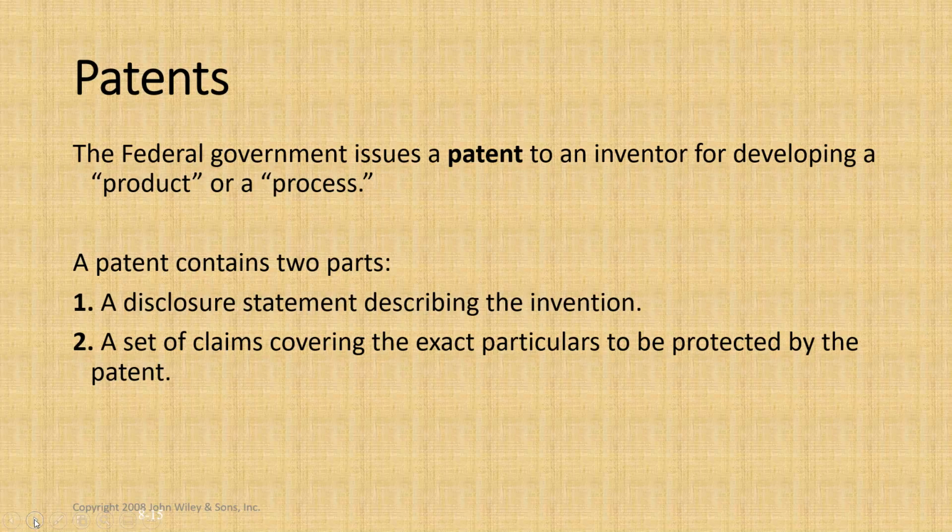Patents. You've heard about these, but what does it really mean? Well, the federal government issues a patent to an inventor for developing a product or even a process. Now, of course, some of this information is a little bit dated, but it gives you an idea that if you're trying to develop some sort of prototype or some sort of new process, you can get protection. A patent contains two parts: a disclosure statement describing the invention, and a set of claims which covers the invention as well. So this is a really critical area if you want to protect your ideas and protect your investment going forward. It's important to consider how patents play into protecting you as an entrepreneur.